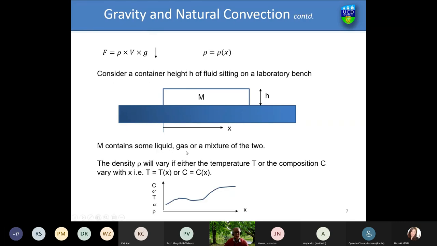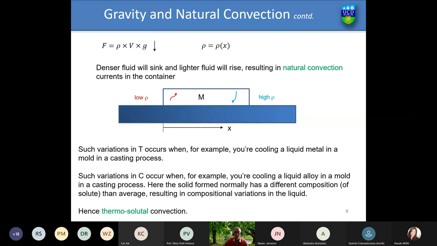So m is some fluid, and the density can vary if either the temperature or the composition vary with x. So if T is a function of x or composition is a function of x, then density will also change with x, as shown.